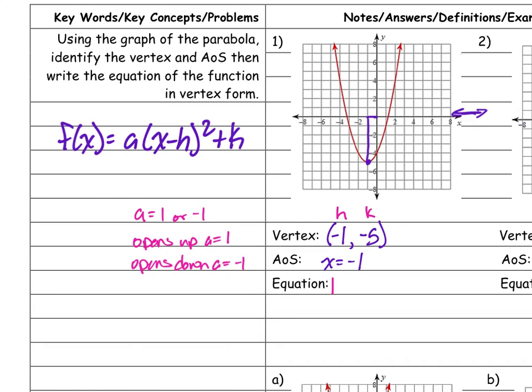So I'm going to say f of x equals 1 times x minus h, which is a negative 1, squared minus 5. Now I need to make it simpler. F of x, I don't have to write the 1 again. You can write it, it won't be wrong, but most of the time you don't see the 1 on the outside. And x plus 1, because minus a minus is a plus, minus 5. Done. Questions?